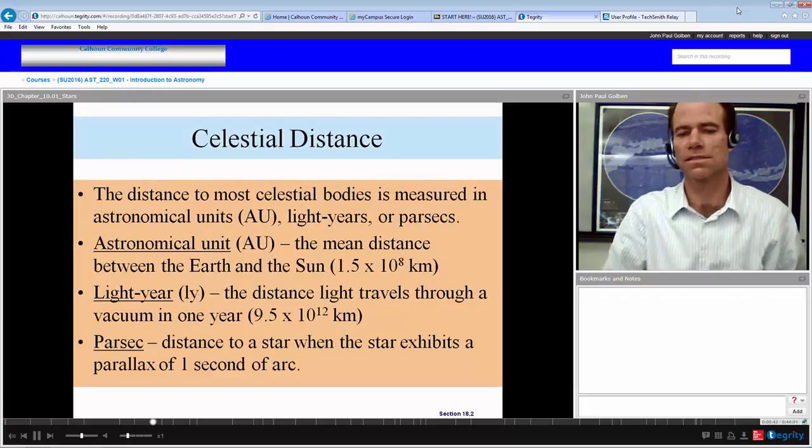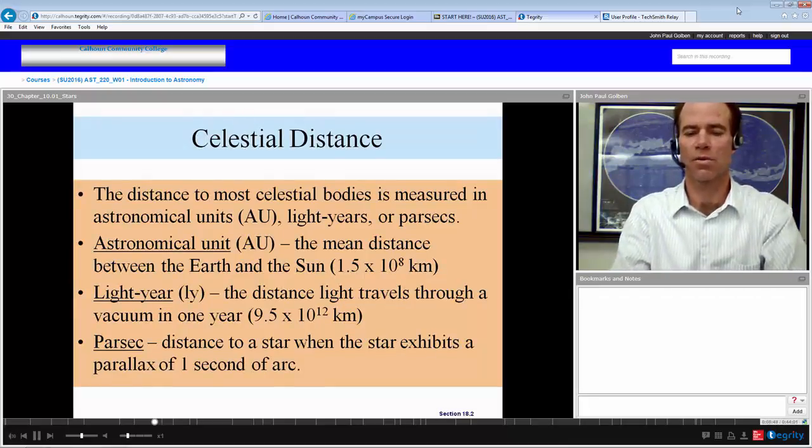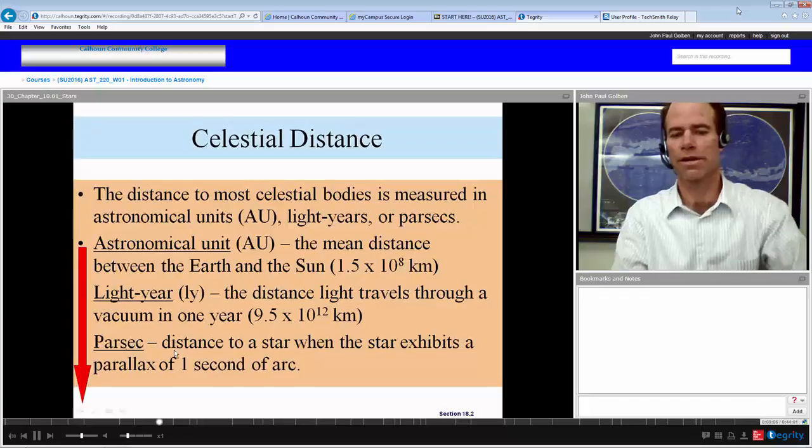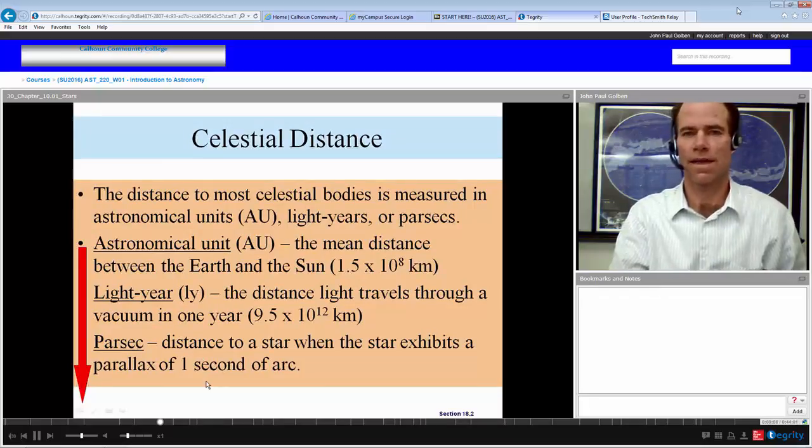Parsec is the distance to a star when the star exhibits a parallax of 1 second of arc, and it's 3 1/4 light years. So as we go into greater distances, we go from an astronomical unit to a light year to a parsec. That's alphabetically in order as well, A to L to P, and we're going to a greater distance as we go in that progression.